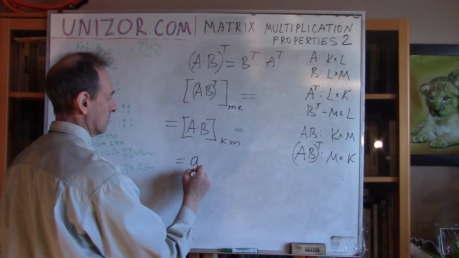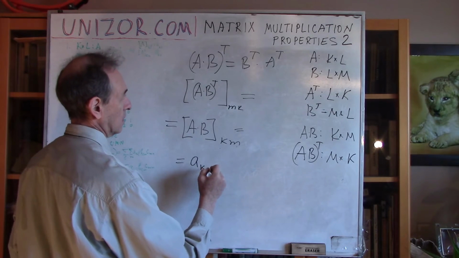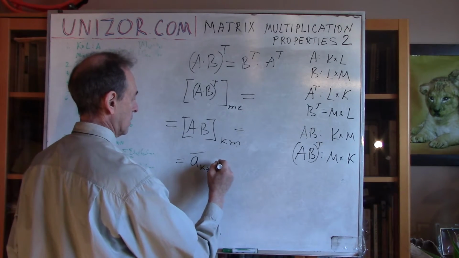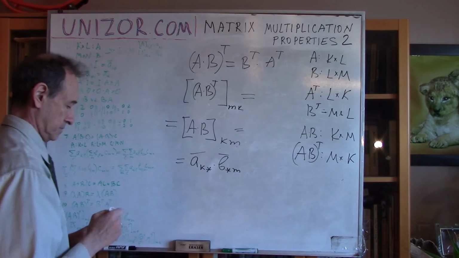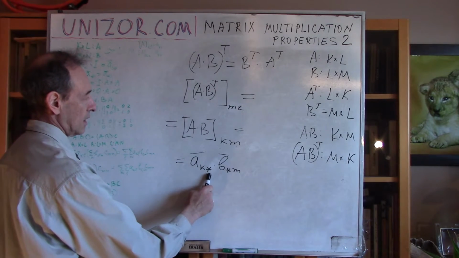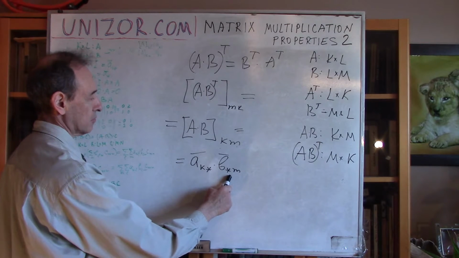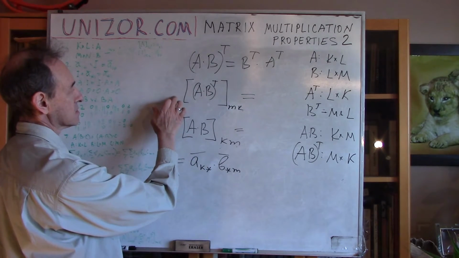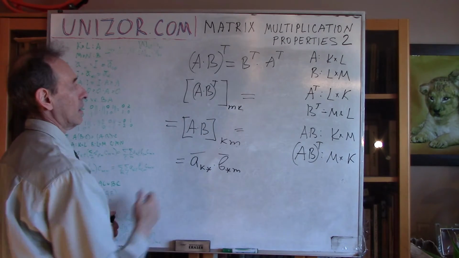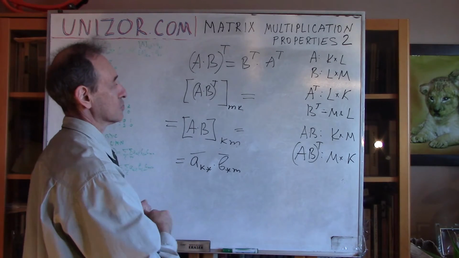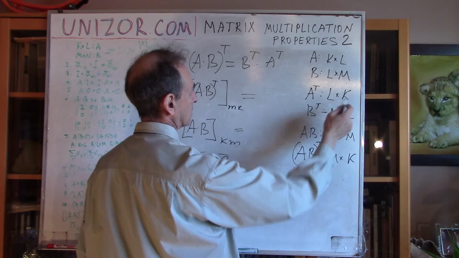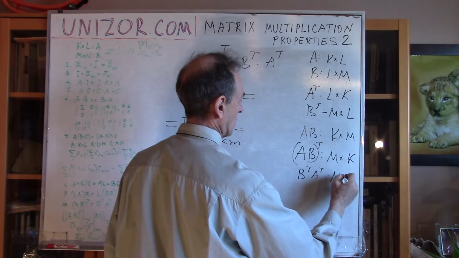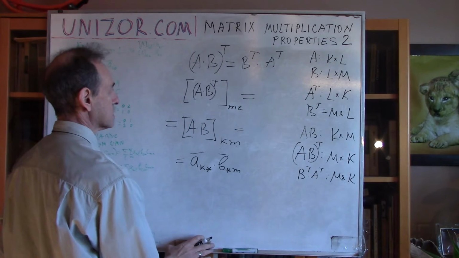What is this? This is A, K, L, K, L star actually, times B star M. That's what it is. So the KM element of this product is K's row of the matrix A scalarly multiplied by M's column of the matrix B. So that's my final form for this, the MK element of this. Now, how about this guy? First of all, what's the dimension? Well, B^T has M times L, A^T has L times K, so B^T times A^T is M times K. Same as this one, right? Which is a good sign.